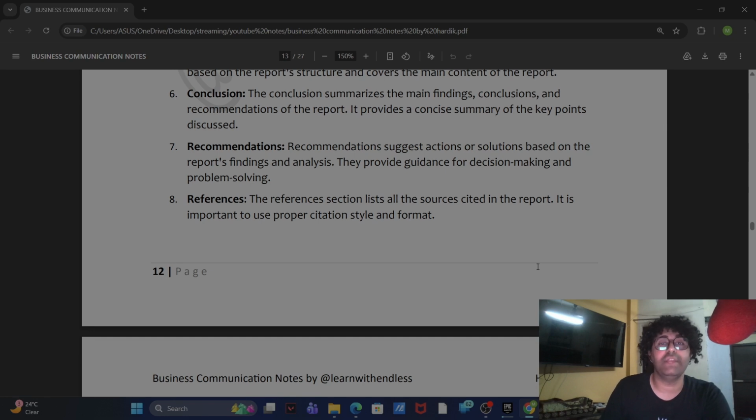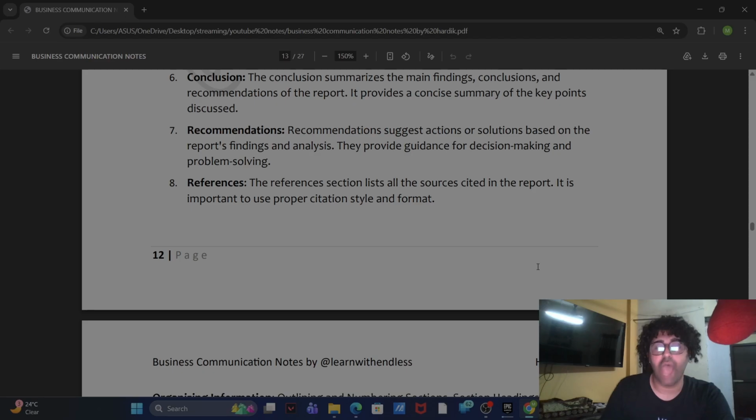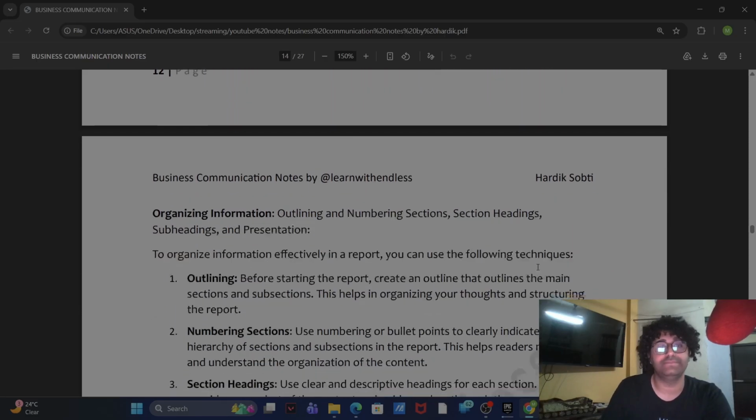Recommendations. Recommendations suggest actions or solutions based on the report's findings and analysis. They provide guidance for decision making and problem solving. Referencing. The references section lists all the sources cited in the report. It is important to use proper citation style and format.